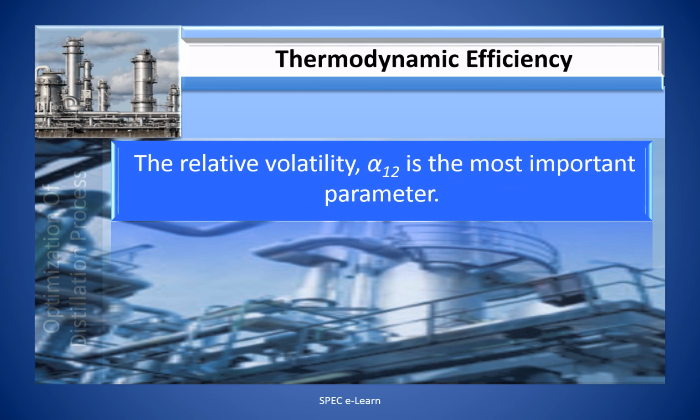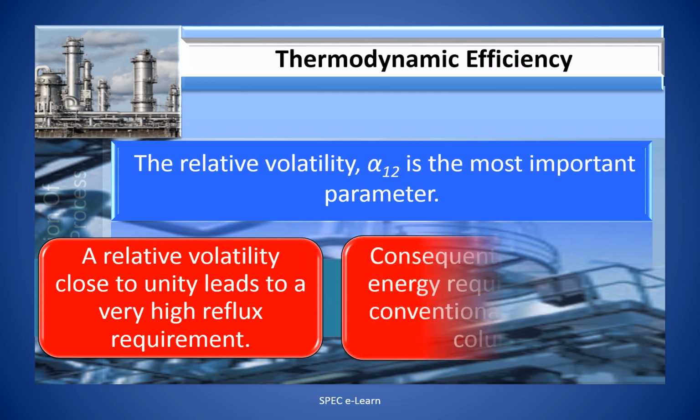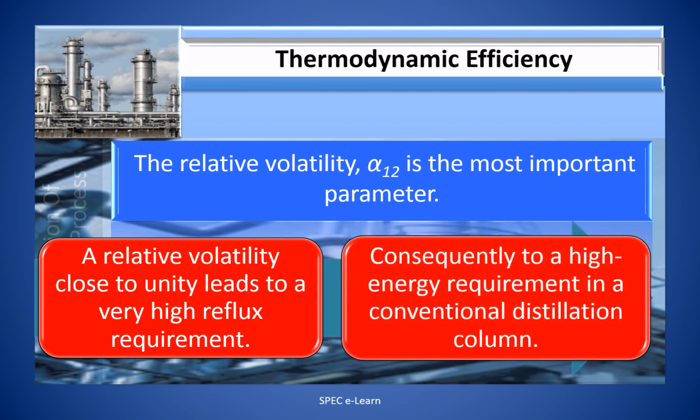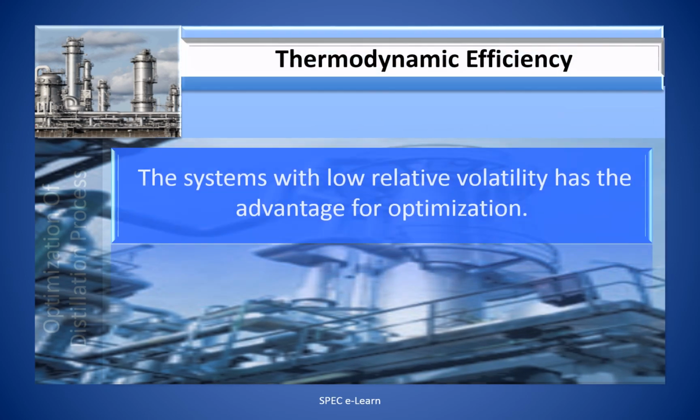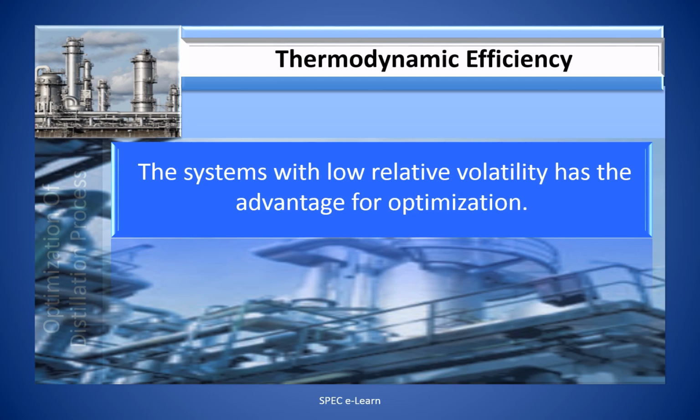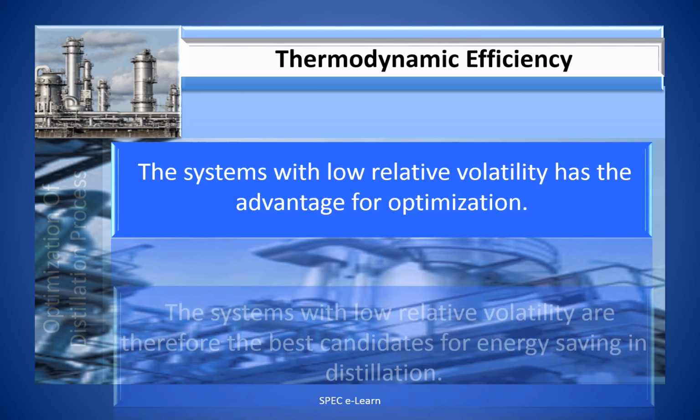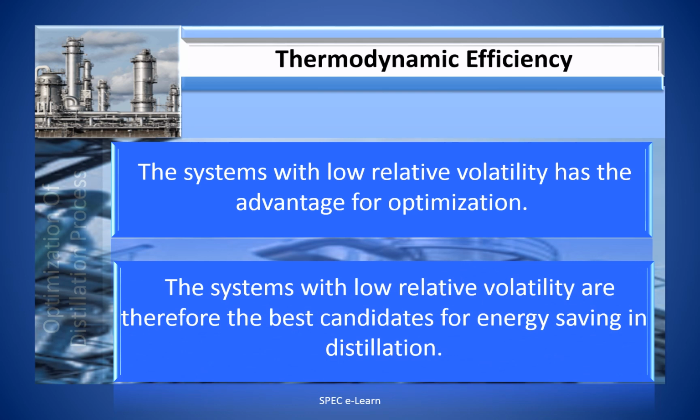The relative volatility, alpha, is the most important factor. A relative volatility close to unity leads to a very high reflux requirement, and consequently to a high energy requirement in a conventional distillation column. The systems with low relative volatility have the advantage for optimization. The systems with low relative volatility are therefore the best candidates for energy saving in distillation.